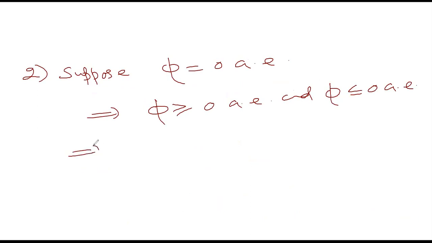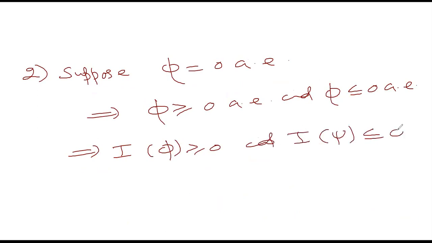So by this, integral of phi is greater or equal to 0, and from this, integral of phi is less or equal to 0, because phi is less or equal to 0 almost everywhere. It's greater or equal to 0 here, it's less or equal to 0 here. It means that integral of phi is equal to 0. So whenever phi is equal to 0 almost everywhere, then integral of phi is equal to 0.